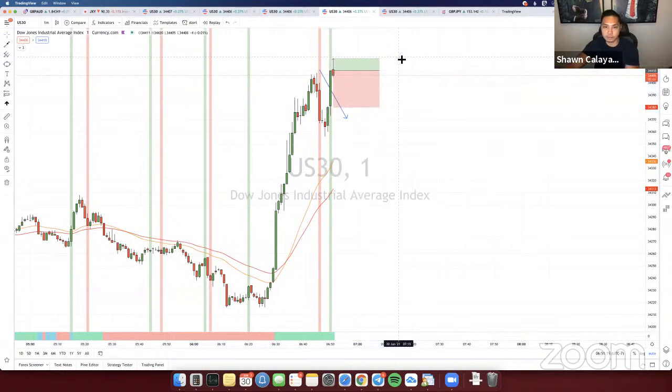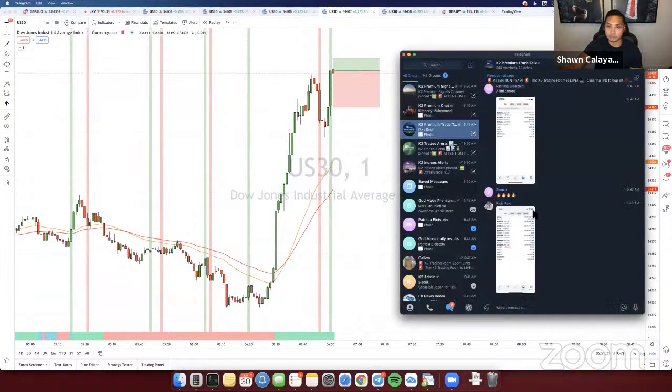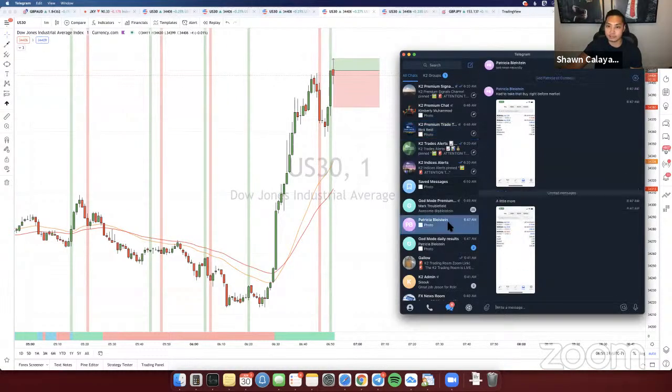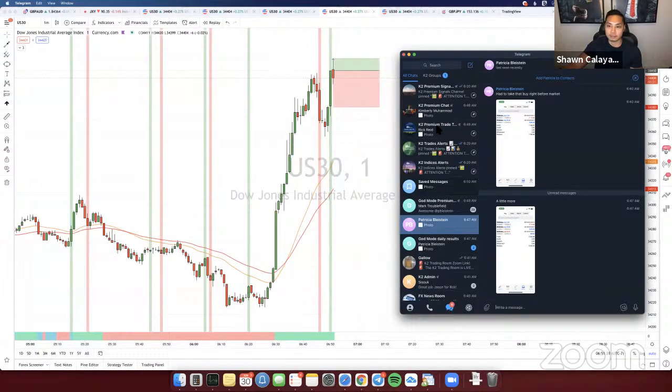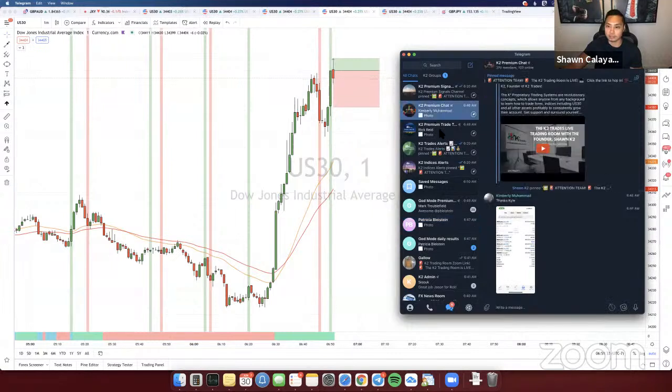If you guys were following me, I mentioned that if it closed with that bullish candle, it would be a buy. Looking at everyone's profits here, looks like some of you guys did take it. Yeah, it looks like Patricia might have taken it over here. Nice work, Patricia. Yeah, you guys are doing pretty solid. You guys are killing it today.